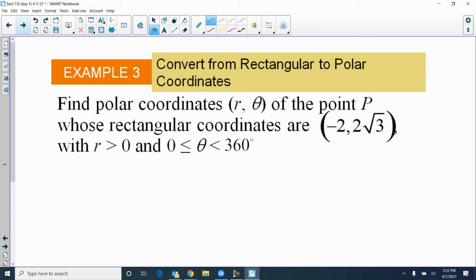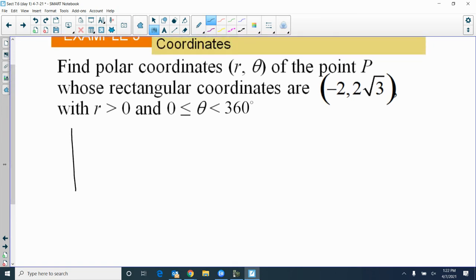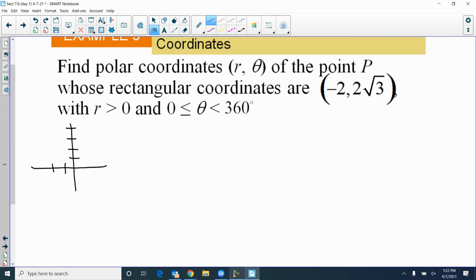We'll just do it in degrees. All right, I want the polar coordinates of that point: negative 2, 2 radical 3. I'm just getting this for an estimate. 2 square root of 3 is about 3.5. So negative 2, 3.5 is right there. So I want to find the polar coordinate, the r value, and then the angle.